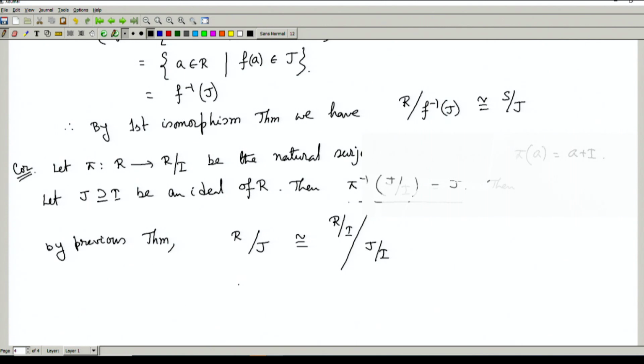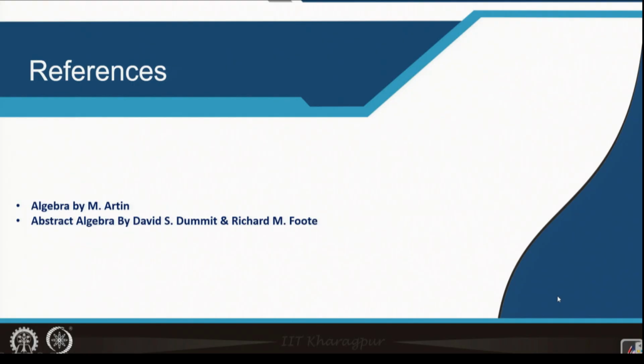So, this is one of the useful facts that we will be using later also when we are doing operations in the quotient ring. So, with this I will finish today's lecture, and these are the references for today's lecture.